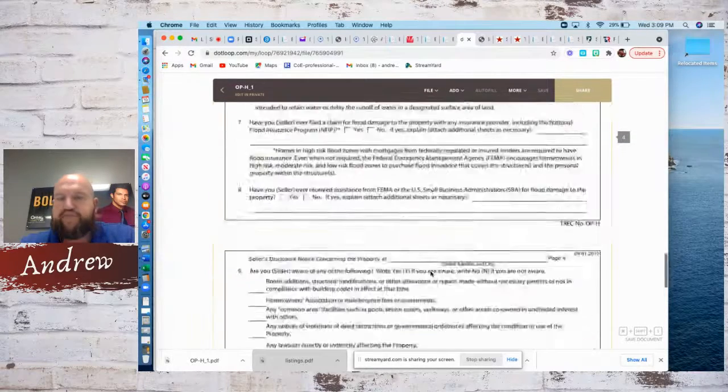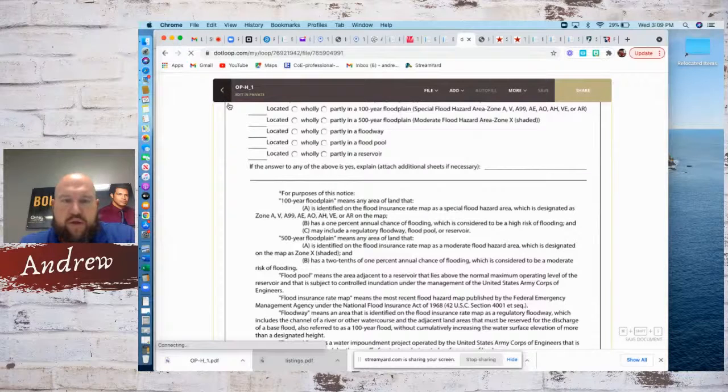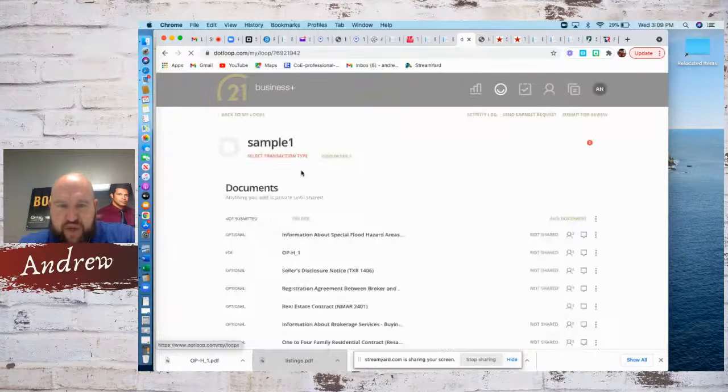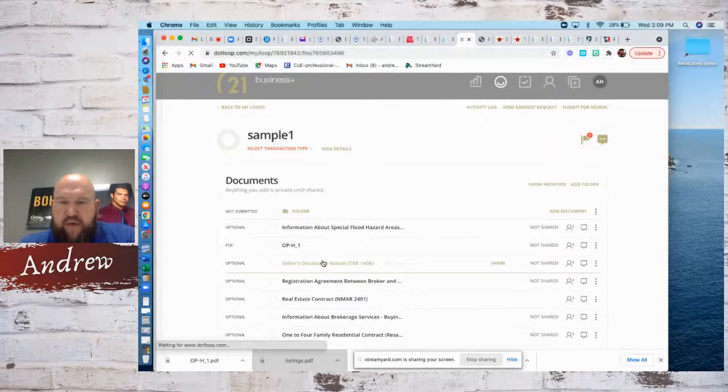It's four pages. It has grown over time, especially with the addition of the flood insurance requirements that went into effect about a year ago, but not all too difficult of a form. Now we're going to look at the Texas Realtors form, which is a little bit more in depth and shows definitely a lot more on that form.